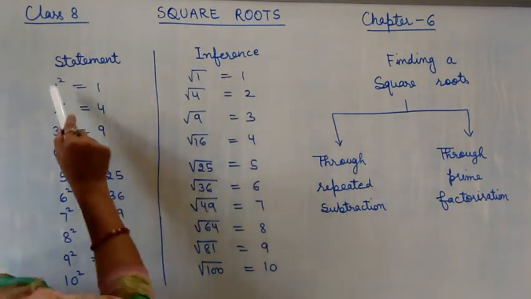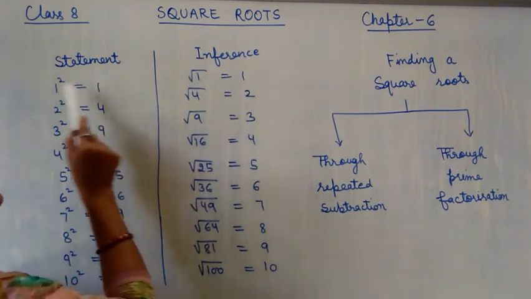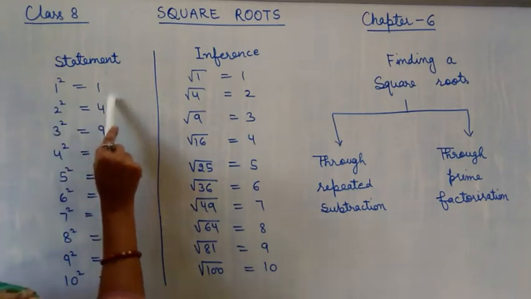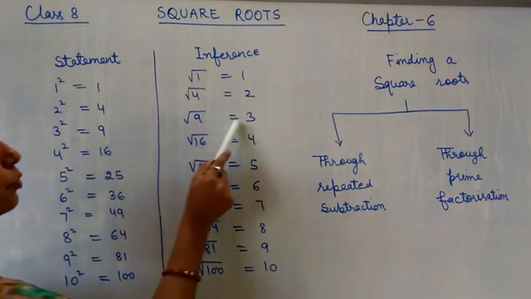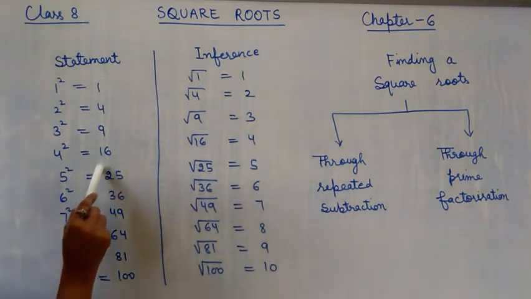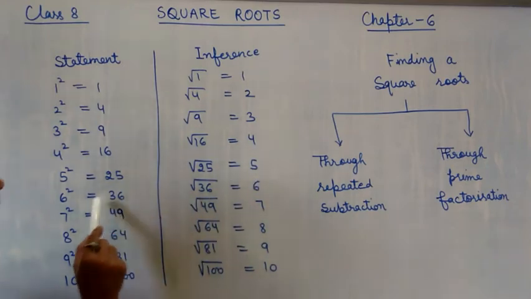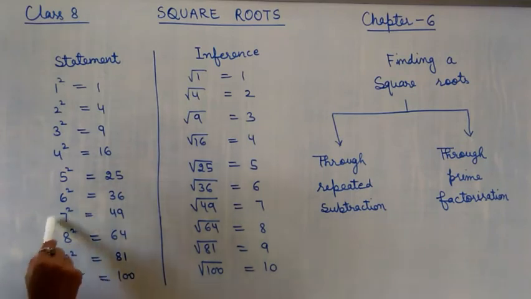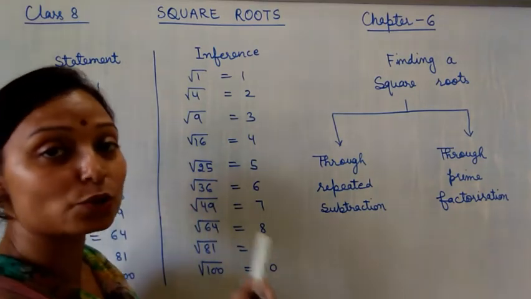And what is square root? This square goes to the right hand side and becomes root: root 1's value is 1. If this square goes to the right hand side and becomes root, root 4's value is equal to 2. Root 9's value is equal to 3. Root 16's value is equal to 4. Root 25 is equal to 5. Root 36 is equal to 6, root 49 is equal to 7. That is the inverse process of squaring, that is the square root.